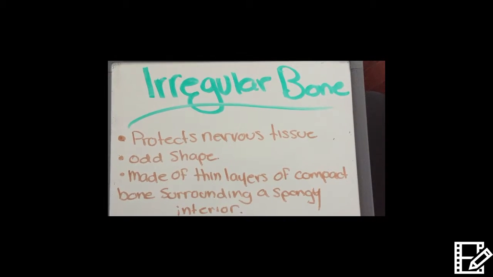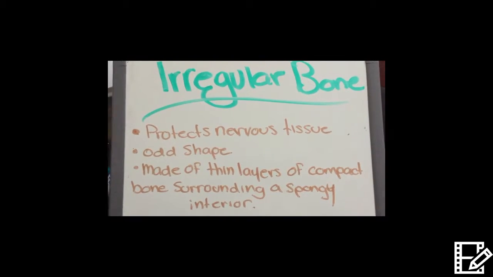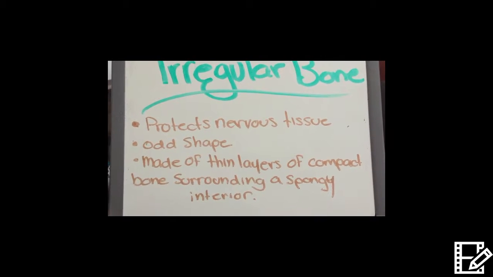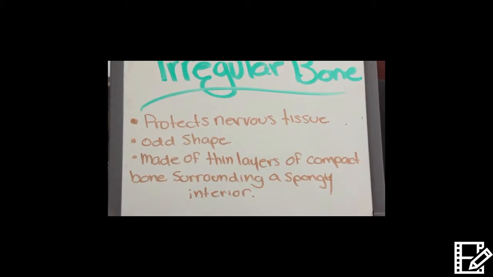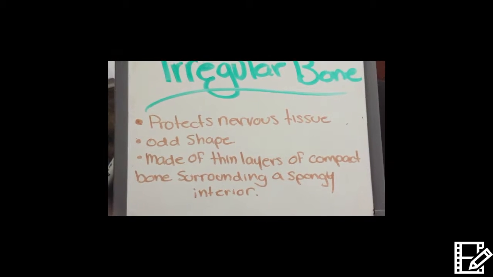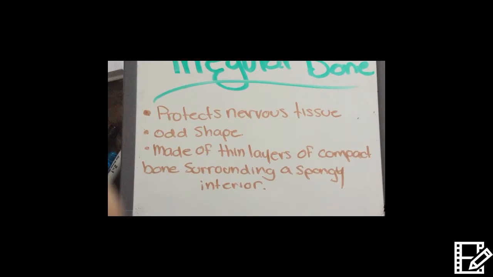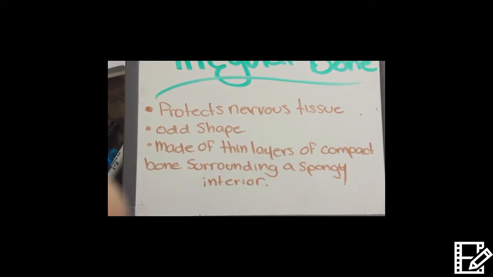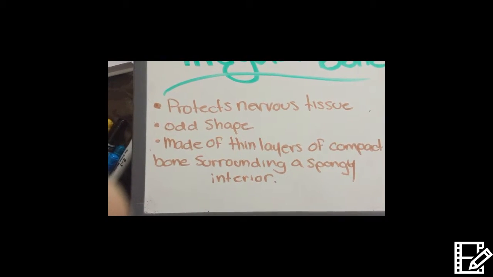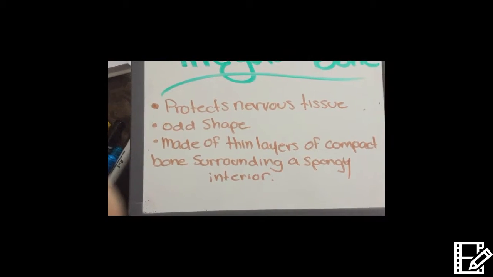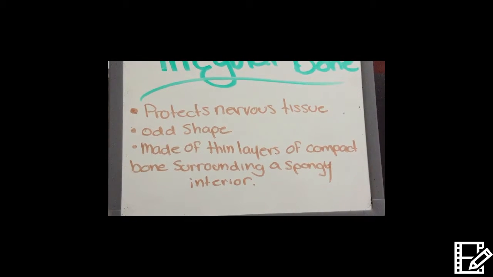So next we're going to move into the irregular bone. The irregular bone serves to protect the nervous tissue. So you can think about how your vertebrae protect your spinal cord. It's a complicated shape due to the functions they fulfill within the body. And it's composed of thin layers of compact bone surrounding a spongy interior.